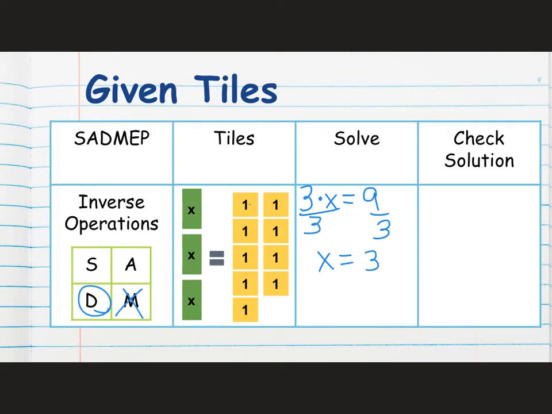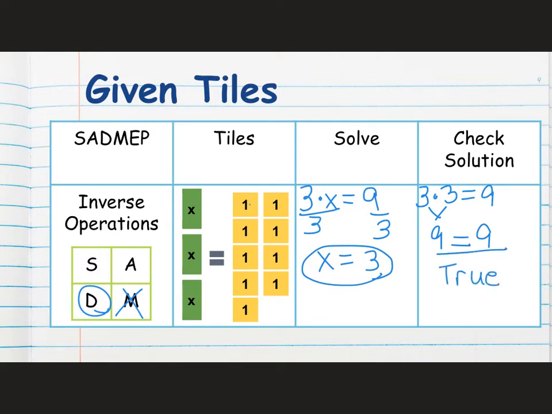So now can I check my solution of 3? Well, of course I can. 3 times 3 equals 9. And in an equation, what I have on one side, I have to have on the other. So because the 3 makes this equation true, 3 is the correct solution.